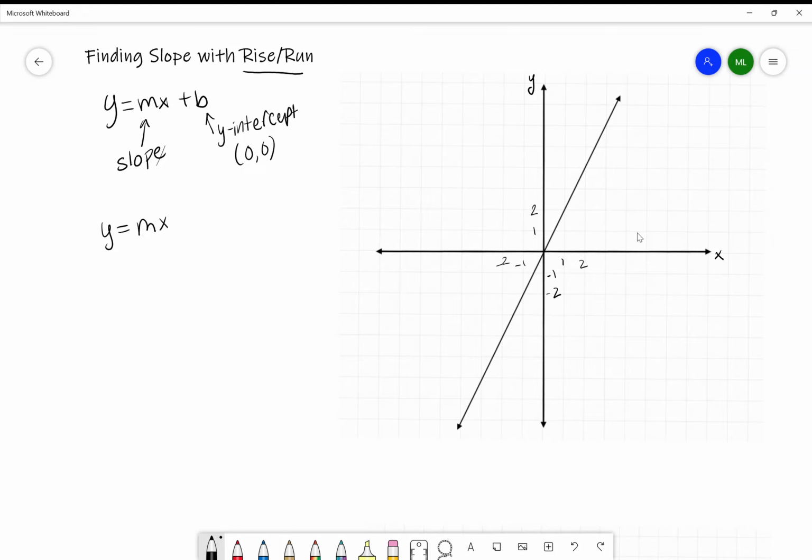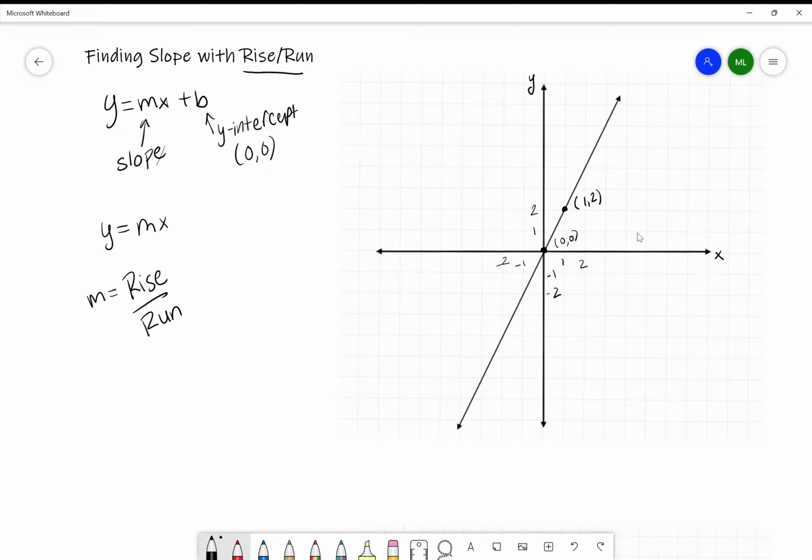Right? So I'll start with the origin. I already know that this point right here is 0, 0, and I can choose another exact point. All right, so I'll go to 1, and I see that I have grid lines meeting over here. So I have the coordinate 1, 2, right? So again, I want to find the slope using the technique that slope is equal to rise over run. So how much did it rise from 0, 0 to 1, 2?